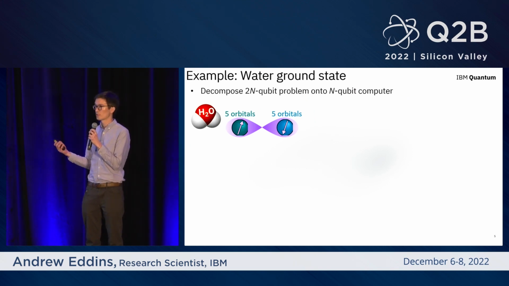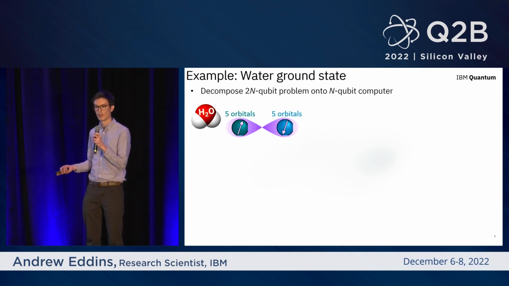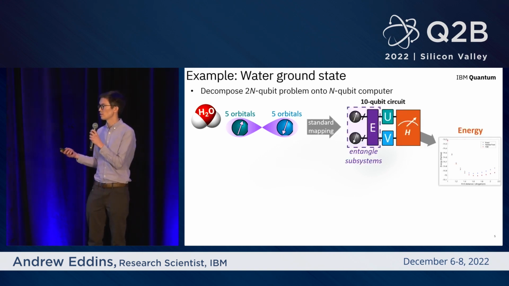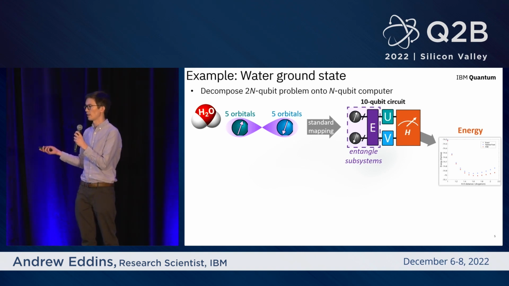So for our experimental demo of this idea, we're looking at a VQE simulation, a variational quantum eigensolver simulation of the ground state of the water molecule. So our model of this system consists of an active space of 10 spin orbitals, 5 up and 5 down. The standard way to do this is to map this, say with Jordan-Wigner mapping, onto a 10 qubit problem, perform the measurements needed to estimate the Hamiltonian expectation value and get out the energies, say as a function of molecular geometry.